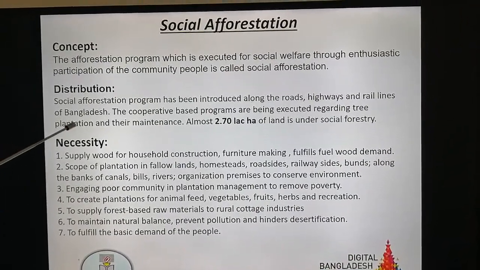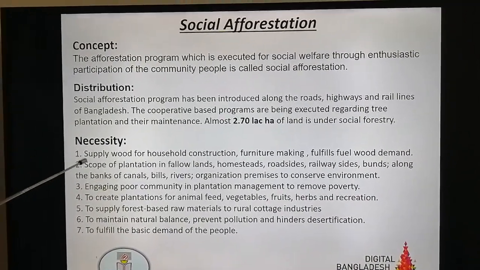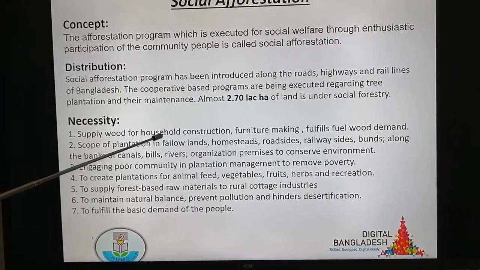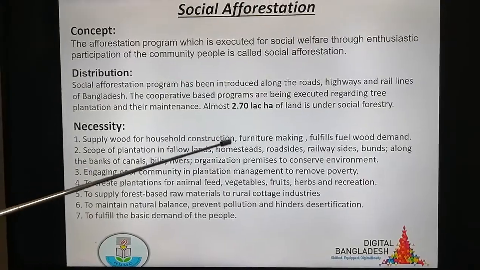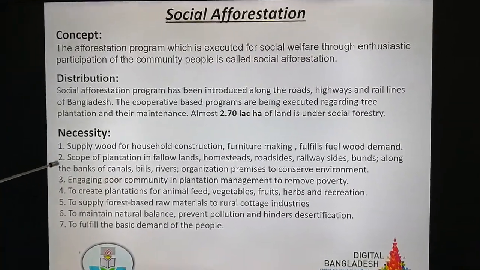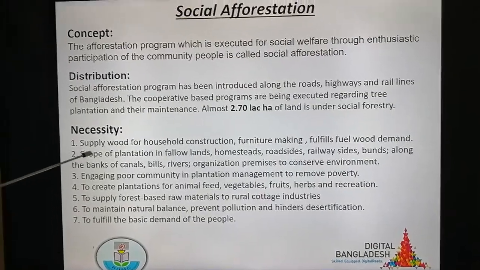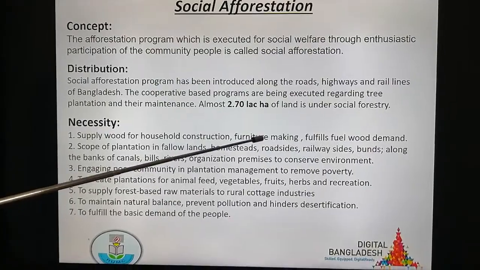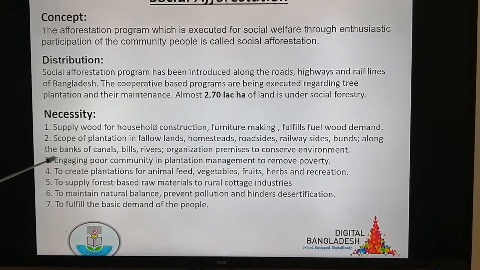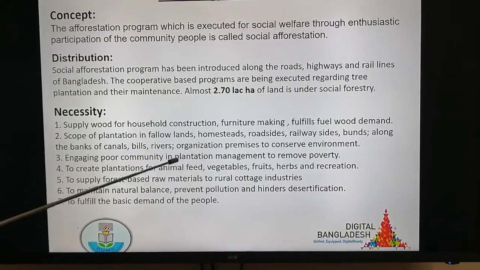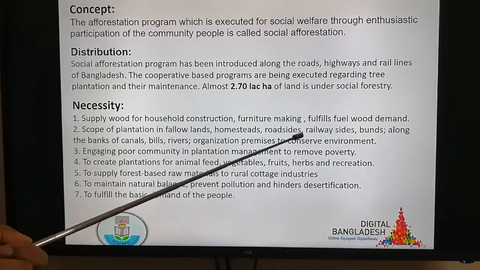What is the necessity of this forest? You know, it can supply wood for household construction, furniture making. It can fulfill fuel demand of our country. There is scope of plantation in fallow lands, homesteads, roadsides, railway sides, barns, along the banks of the canals, beels, rivers, and organization premises to conserve environment.